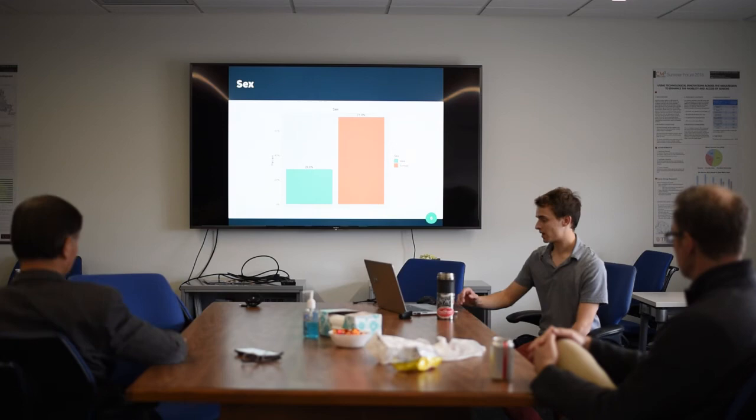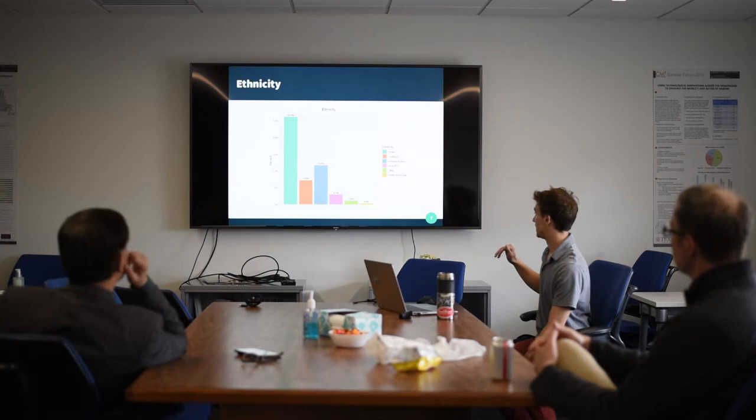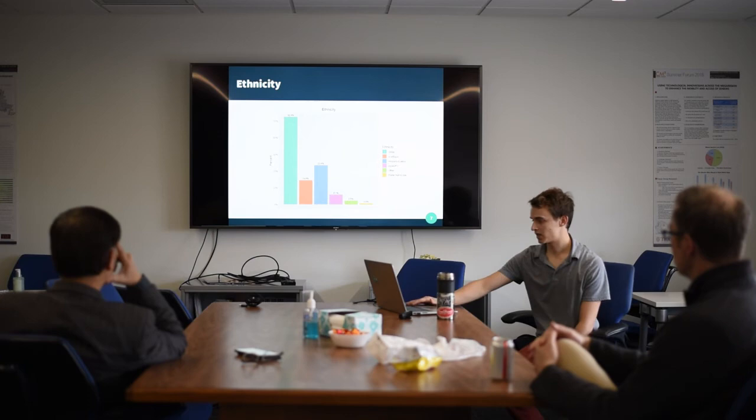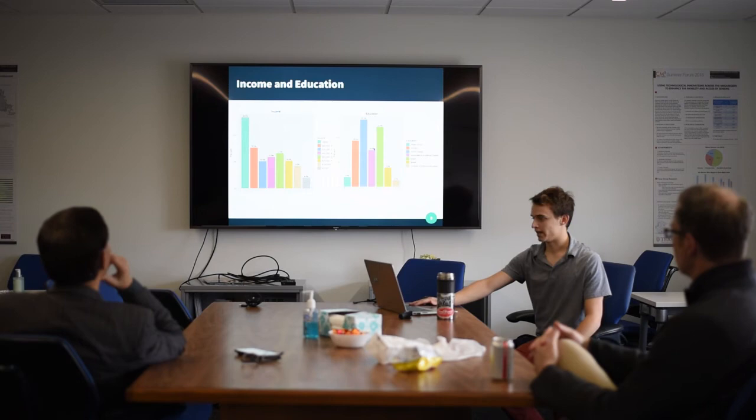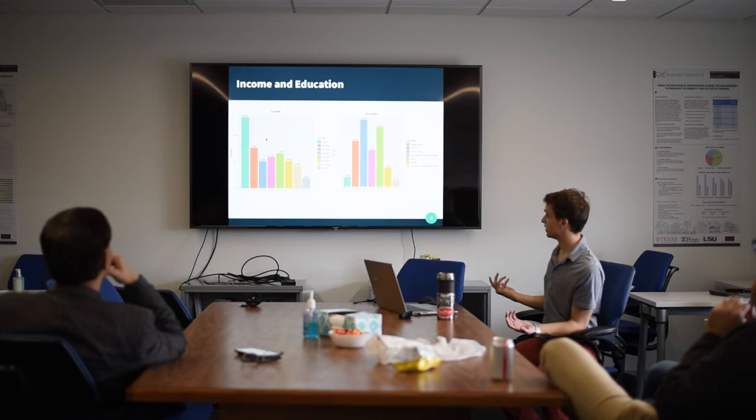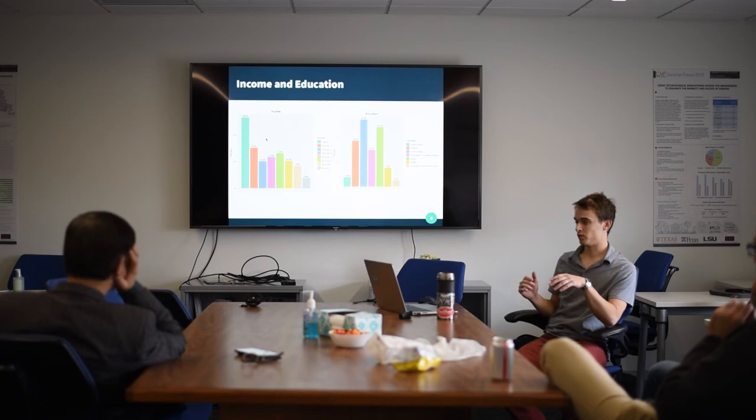Ethnicity, it was pretty white, but we had a fairly good mix overall. So this is actually fairly representative of the demographics in Texas, although this maybe should be somewhat higher, but it wasn't too bad. And then income and education, we had mostly people on the lower side of the income bracket. And again, I think that has more to do with who's taking these panel surveys.